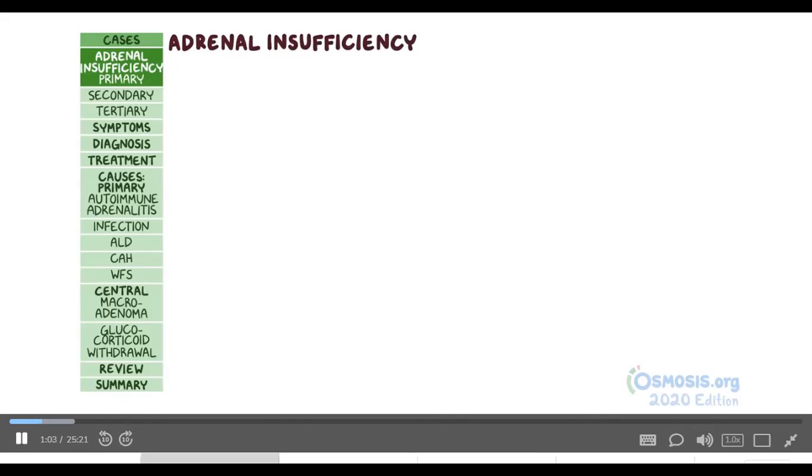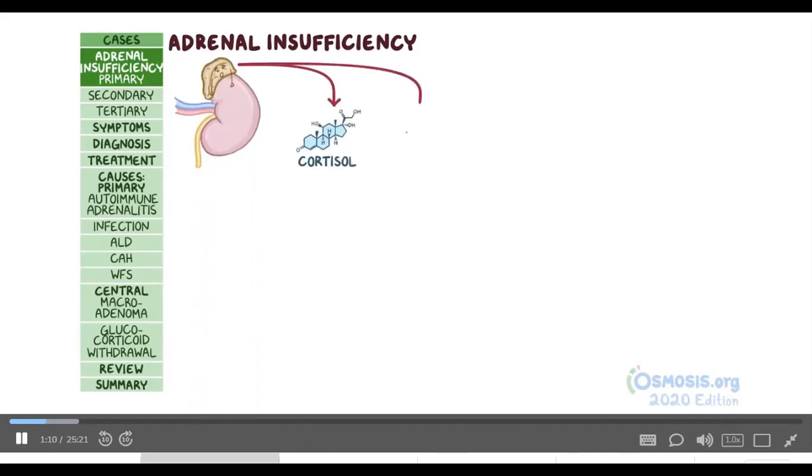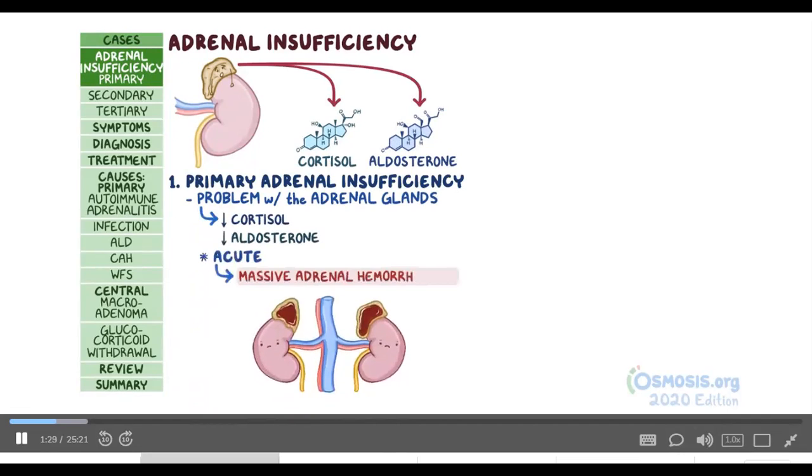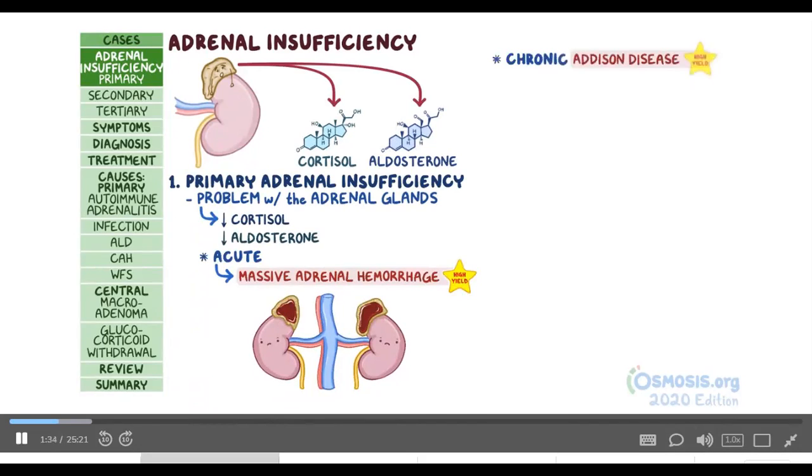Now, adrenal insufficiency is a condition where the adrenal glands don't produce enough adrenal hormones, particularly cortisol and sometimes aldosterone. There are actually three types of adrenal insufficiency. First, primary adrenal insufficiency is when there's a problem with the adrenal glands themselves. As a result, both cortisol and aldosterone production is deficient. It can be acute, usually due to a massive adrenal hemorrhage, or chronic, in which case it's called Addison disease.